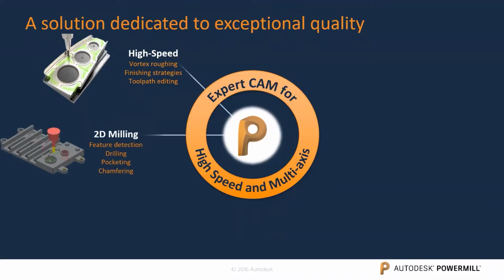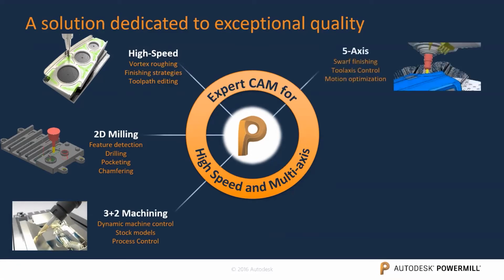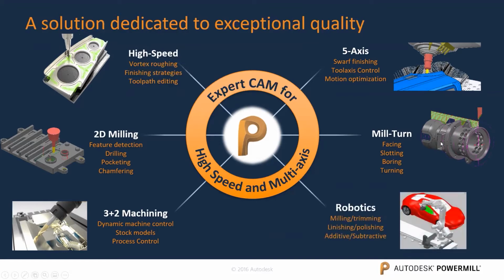2D milling applications, so your simple pockets, holes, contours. 3+2 machining, so indexing the tool axis at different angles and locking that in, and then milling features. True 5-axis milling, SWARF toolpath axis controls. We'll go over where that's available inside the software. And then mill turn applications for doing simple turning applications on the mill. And we also have another product for doing robotics with milling, trimming, and different areas there as well. And finally, we have a lot of automation built in here to record yourself doing macros so that you can reuse workflows from part to part.